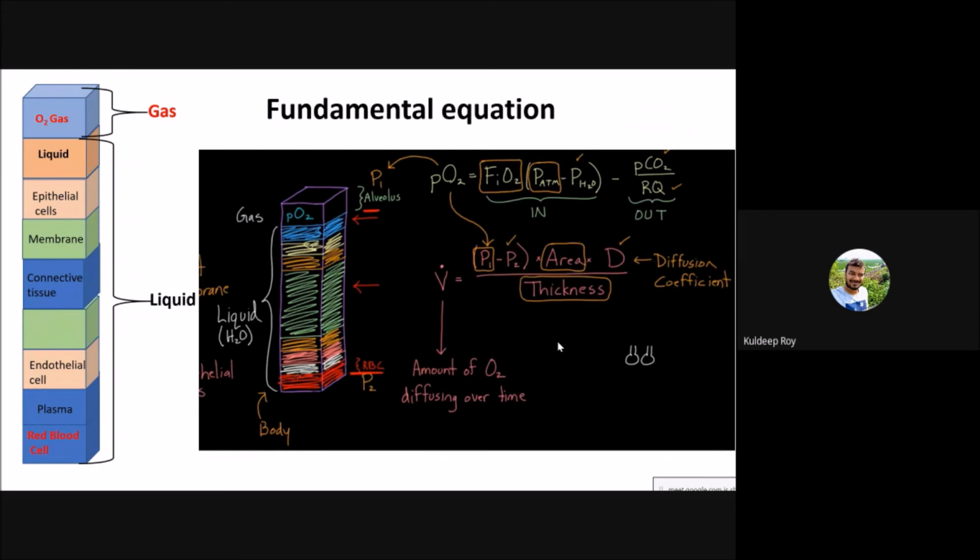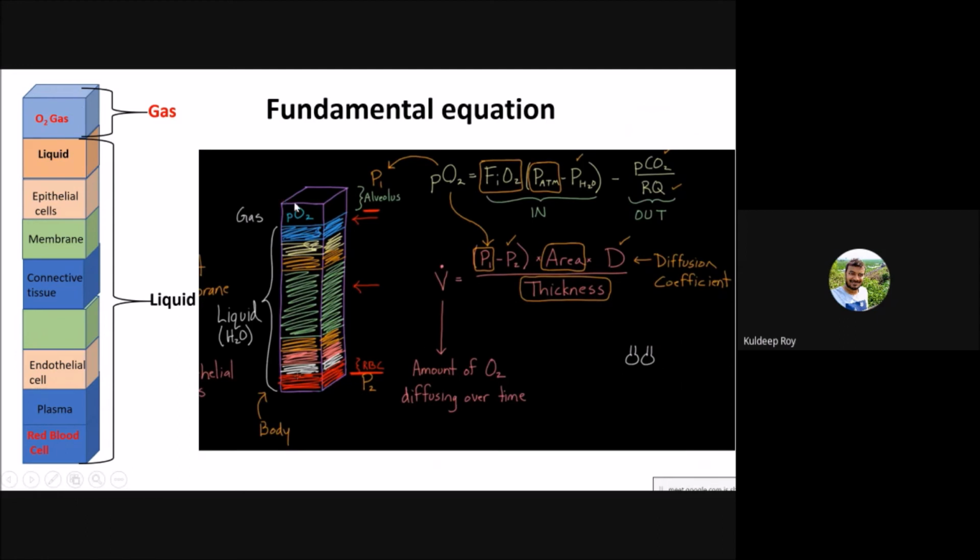Because as an engineer, if you want to determine the diffusion rate, how much oxygen is diffusing to your red blood cell, then definitely you have to consider each and every resistance. Okay, now we will start from here.